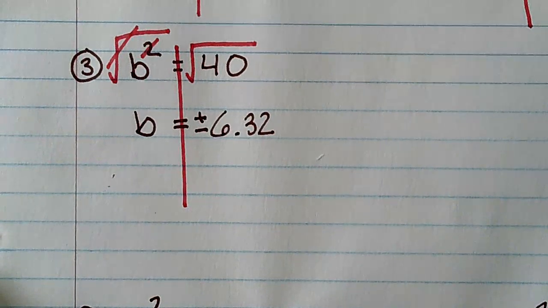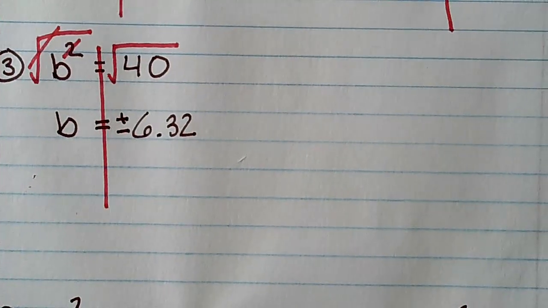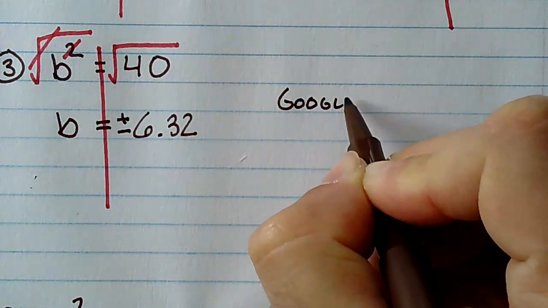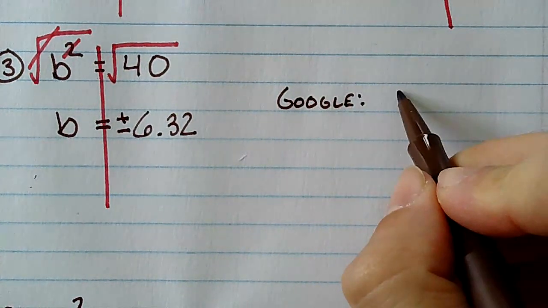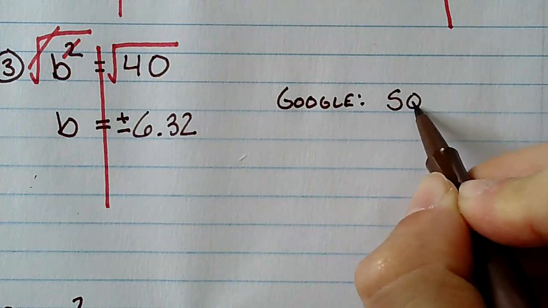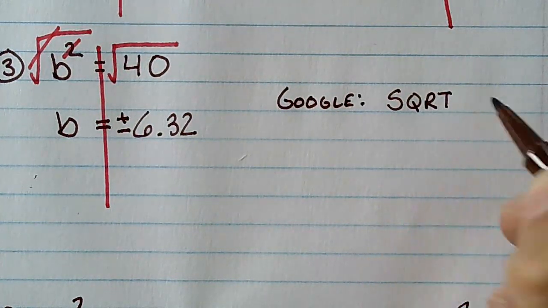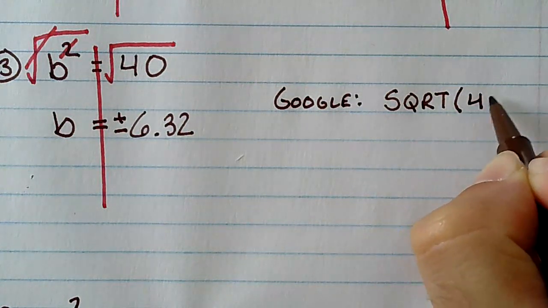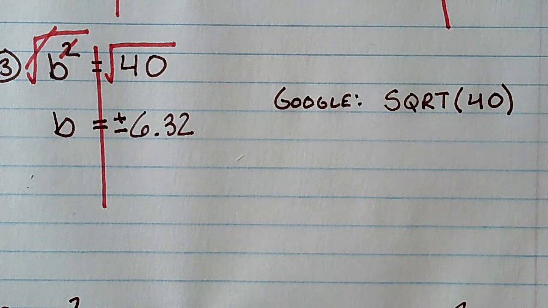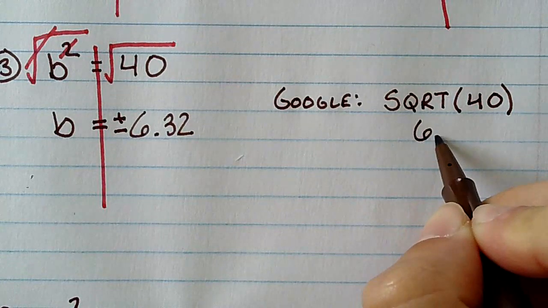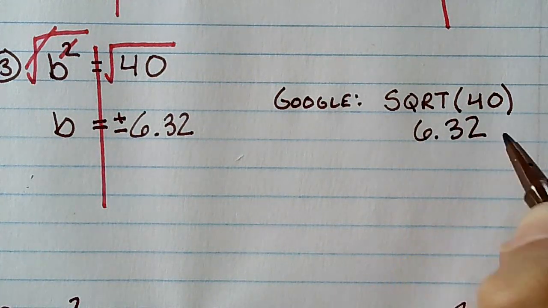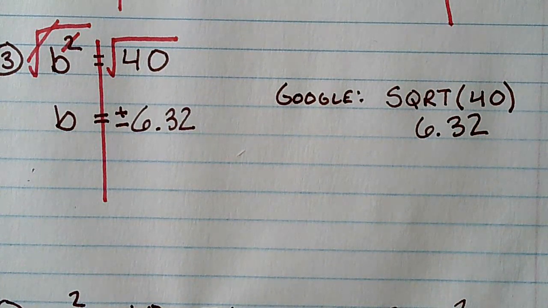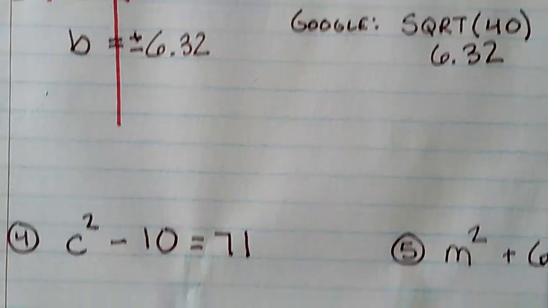Now, let's say I didn't have a calculator. What I can do, and I'm going to make the video for this, in Google, in the search bar, I'm going to type SQRT, which can be lowercase, and then a parenthesis and the number 40. And if I do that, it's going to give me the answer 6.32. And I'll make a video showing how you can use Google to help find the square roots of numbers. All right, 2 more examples real quick.